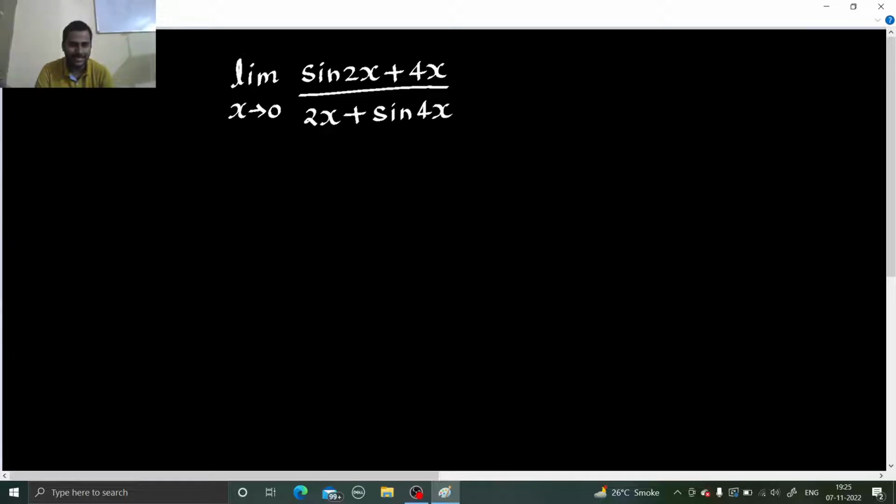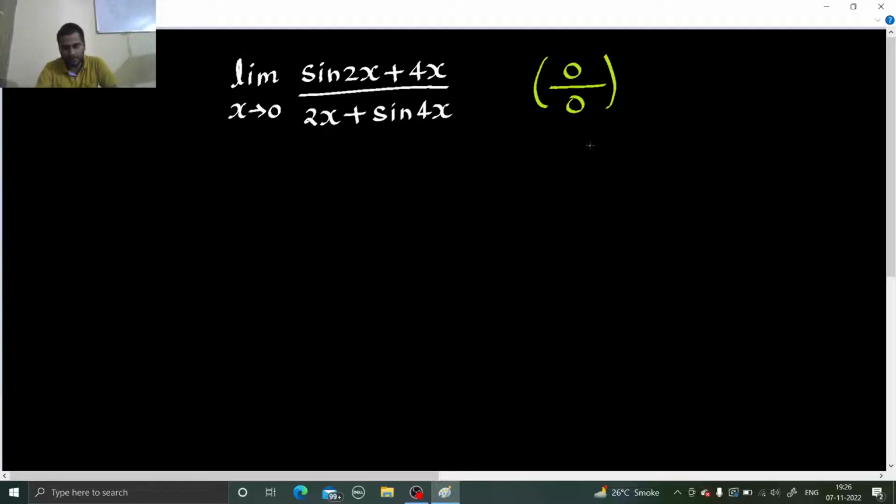Today we are going to solve one more problem on limits. It is limit x tending to 0 of (sine 2x plus 4x) divided by (2x plus sine 4x). Let's check the form first. If you put x as 0, sine 0 is 0. So 0 plus 0 gives 0 in the numerator, and 0 plus 0, again 0, in the denominator as well. Fine. How can we solve this?